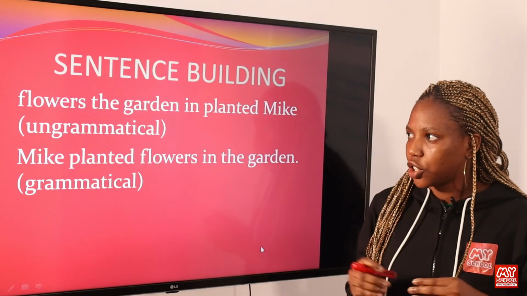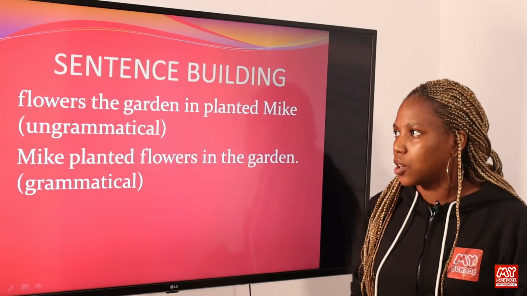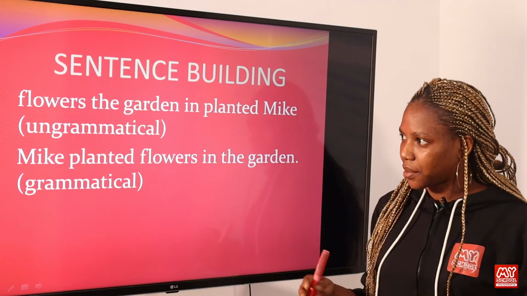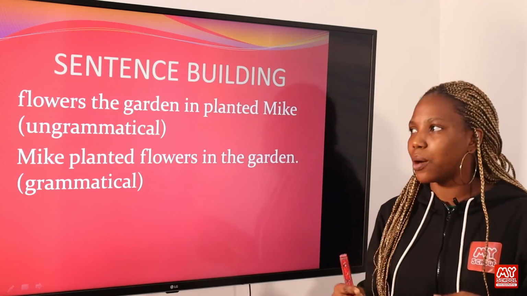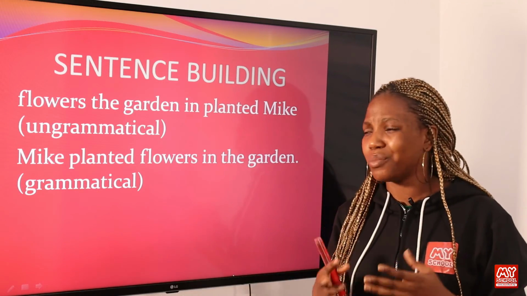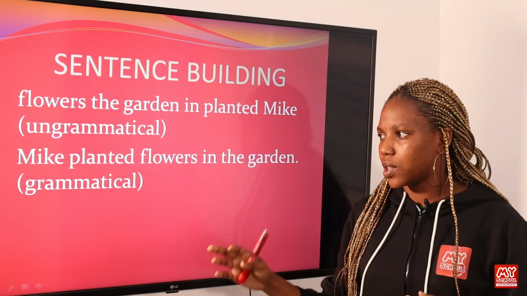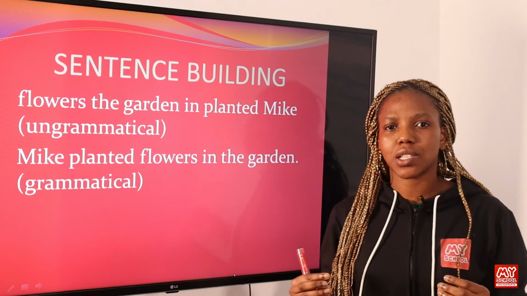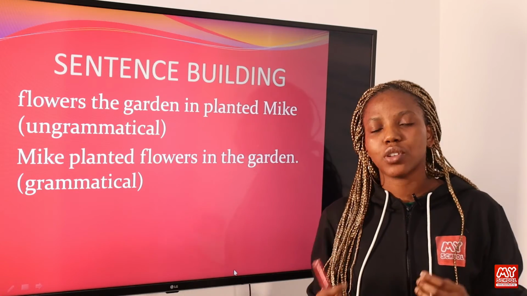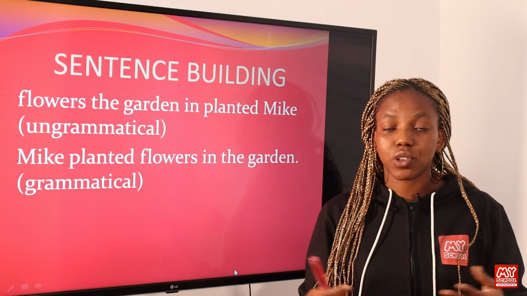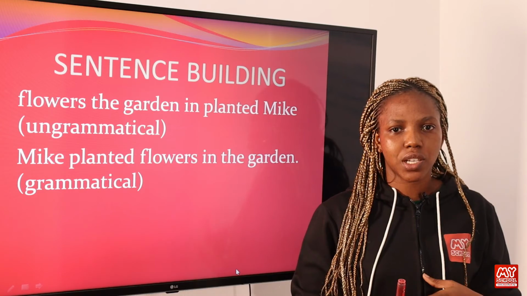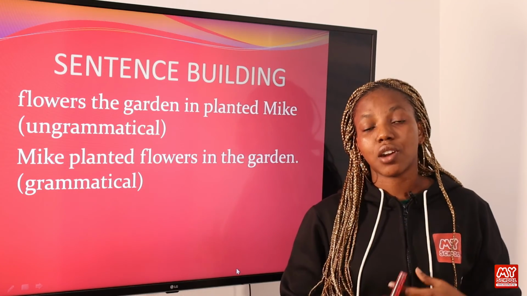This is the first illustration I'll be using to show what a sentence is. Now look at this: flowers, the garden, in planted Mike. When someone walks up to you and says flowers, the garden, in planted Mike, it doesn't make sense. It's not meaningful, it's ungrammatical. But when someone says Mike planted flowers in the garden, this is grammatical. So this is our first illustration to say that a sentence is grammatical and meaningful. That's a very good way to describe a sentence. Now let's take a look at the second illustration, but with this second illustration I'll be using the second objective, which is the grammatical hierarchy.